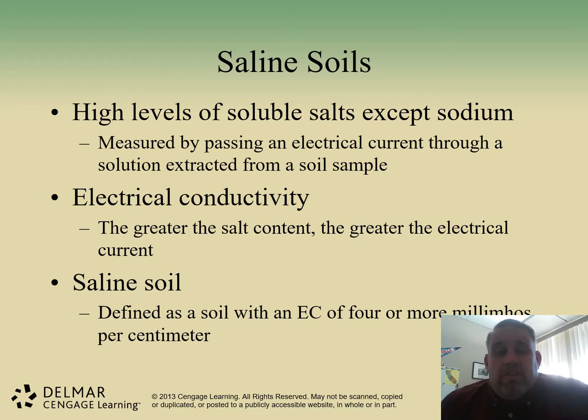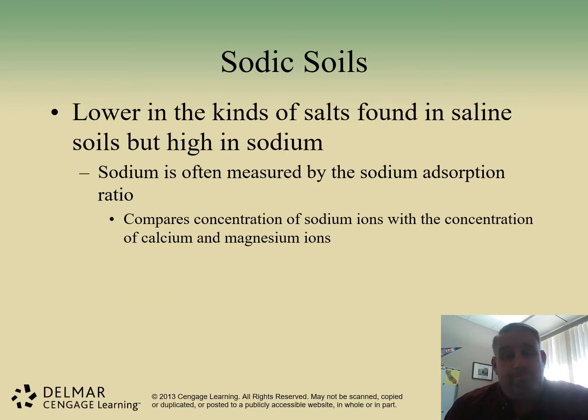So to be considered a saline soil, you have an EC of 4 millimoles, and that is basically converted into TDS, and then you determine how much of this salt is within your soil.